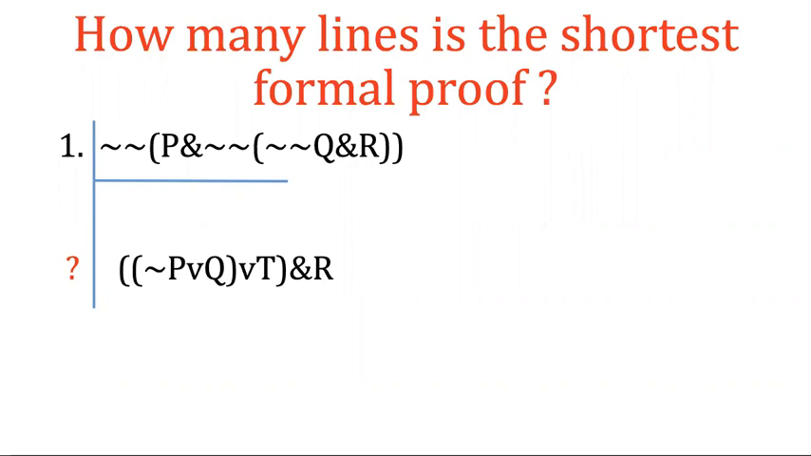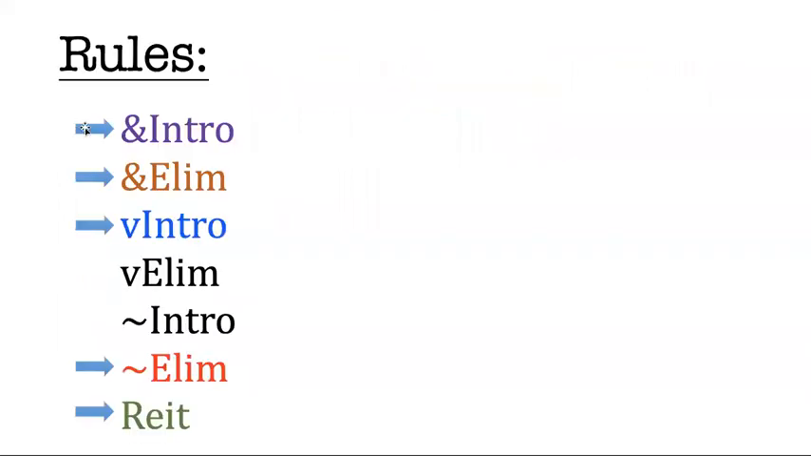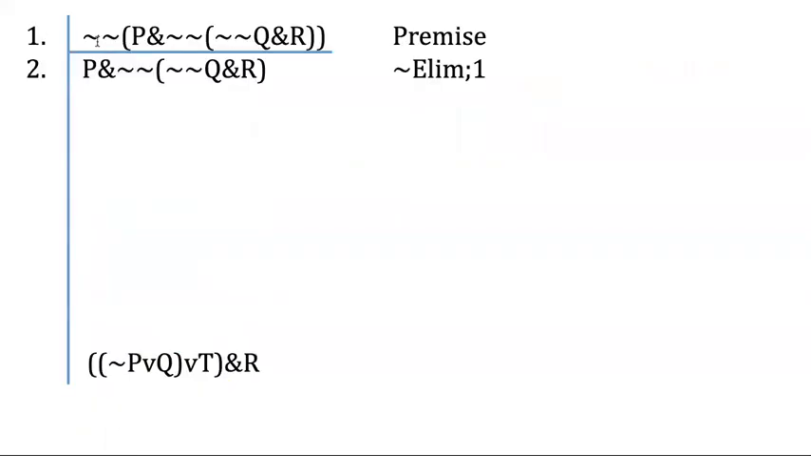In order to do this proof, you only need the easy rules. So we're not even getting into disjunction elim or negation intro yet. You just need the 4 or 5 easy rules that we've been talking about. So this is what I wanted to do first. The first thing I'm going to do is put my premise up here on line 1 and justify it with the word premise.